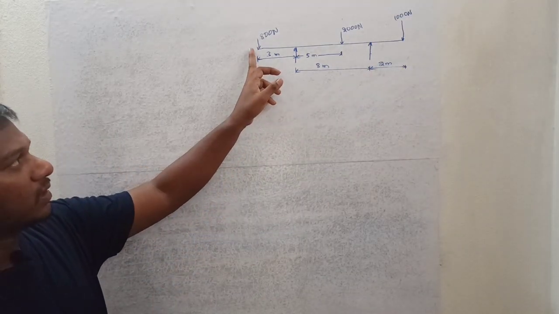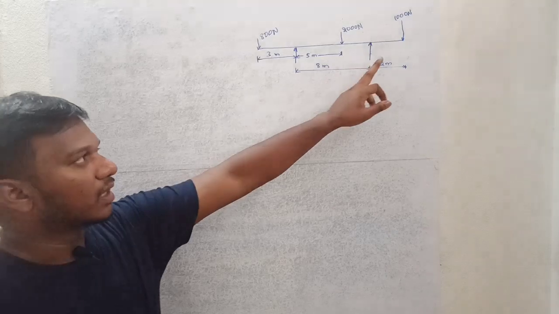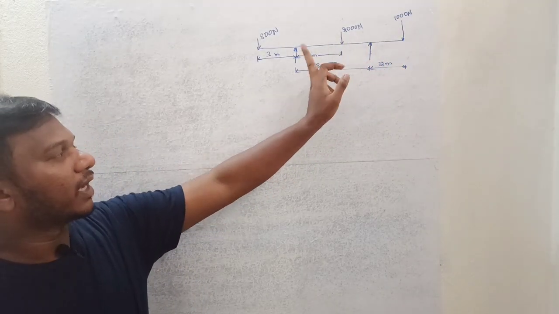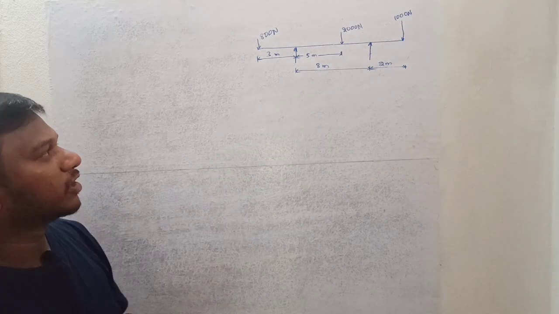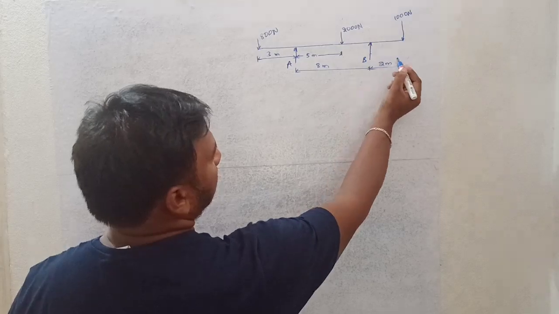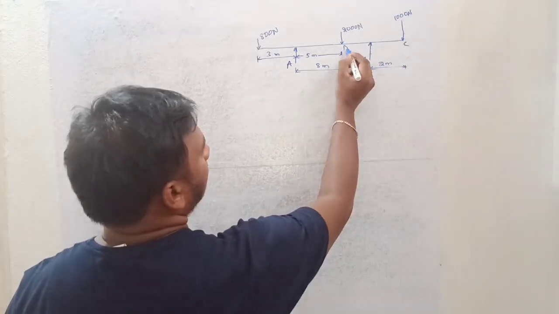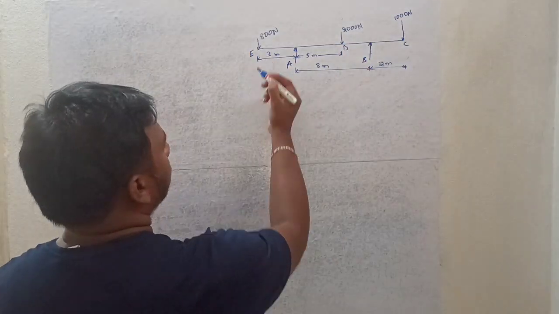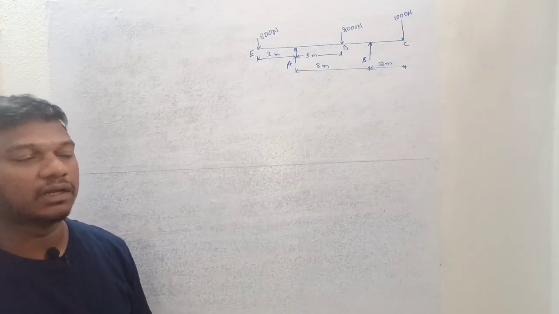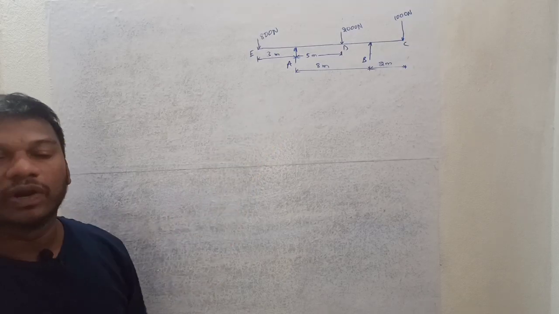This 800 newtons is acting at this end, and 1000 newtons is acting at this end, and this 2000 newtons is acting at a distance of 5 meters from support A. Assume this as support A, and this is B, and C, D, and E. Now I am going to draw the shear force and bending moment diagram for this given overhanging beam.